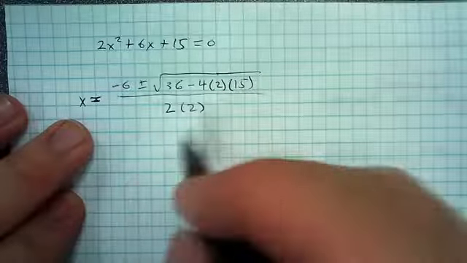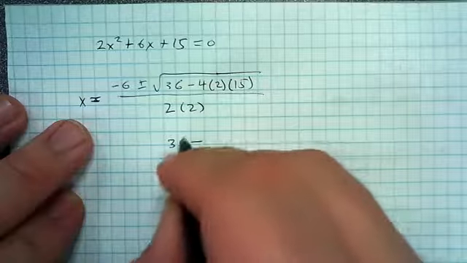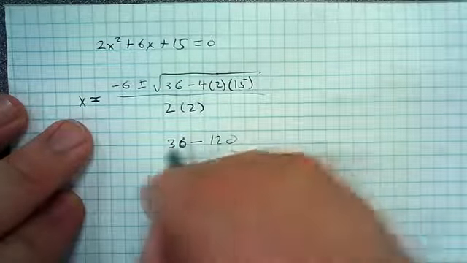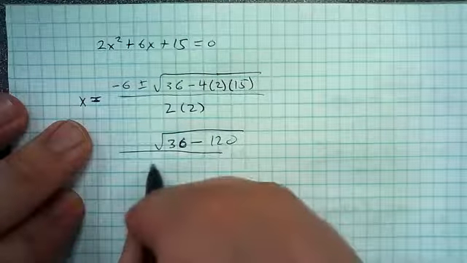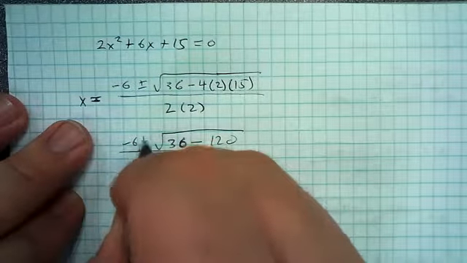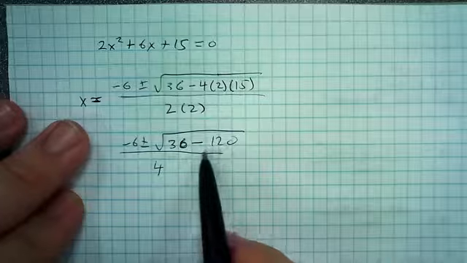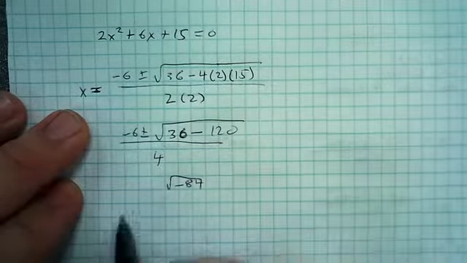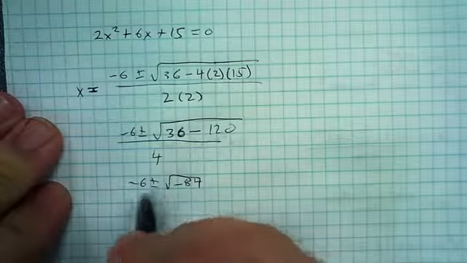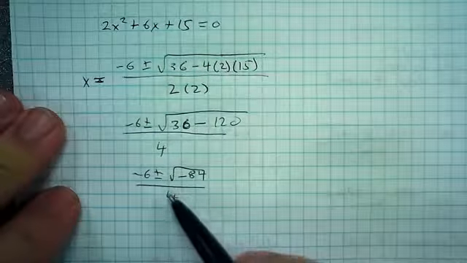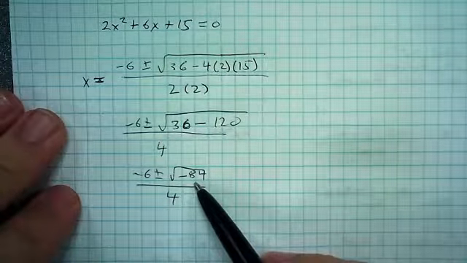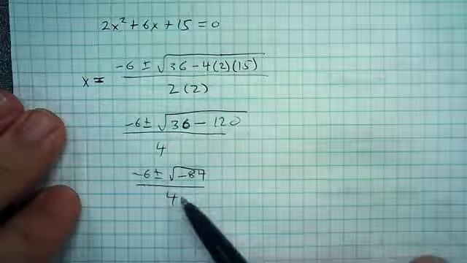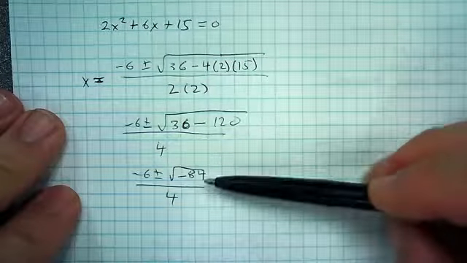Notice the inside here becomes 36 minus 4 times 2 times 15, which is 120, which is a problem because that's going to be negative. In fact, -84. Now immediately I notice this is not going to be a real number. It's plus or minus, so it's going to be 2 imaginary numbers as my solution.